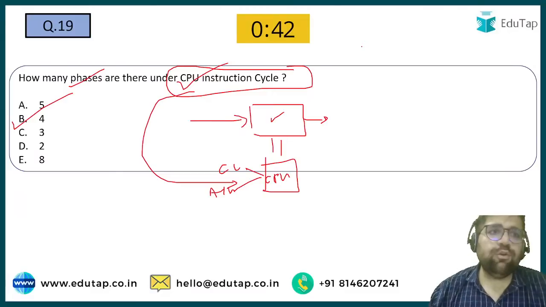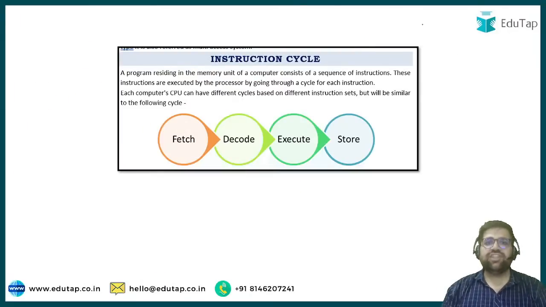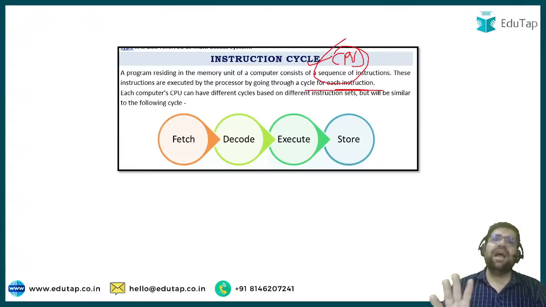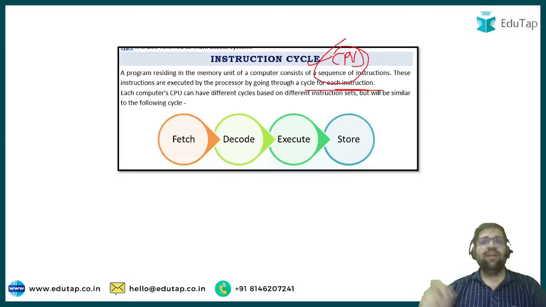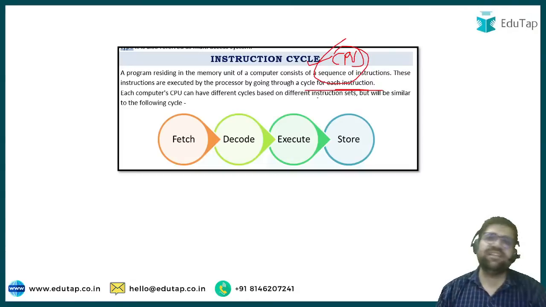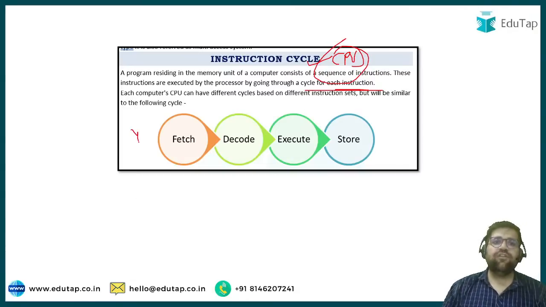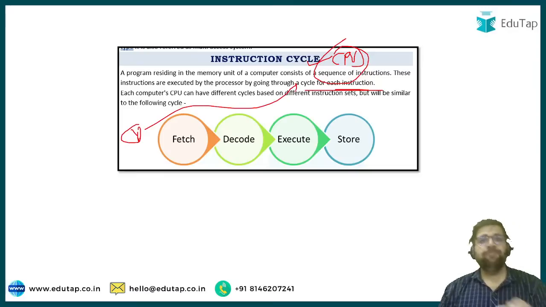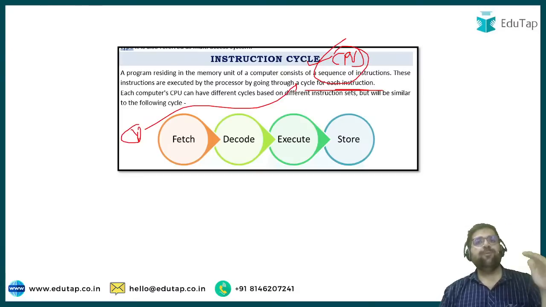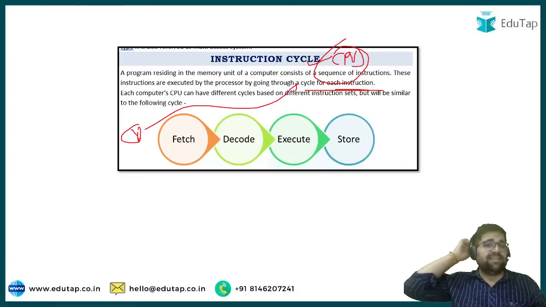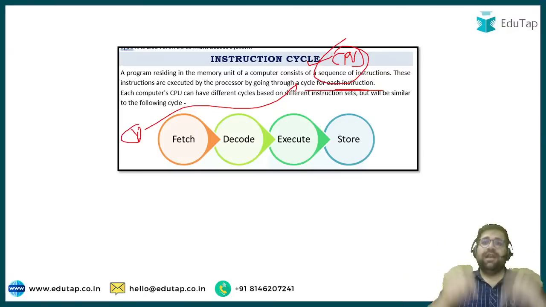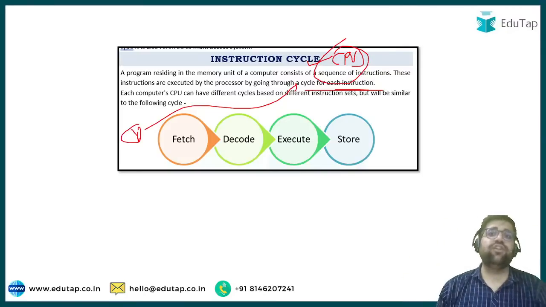Now let's come to question number 19. So this is your instruction cycle. Instruction cycle is largely related to your CPU only. How will the CPU process different things? It will happen in 4 different ways. Once the data enters the CPU, the CPU will definitely perform 4 basic functions. Mind you, in the earlier question we discussed storing, inputting, outputting and controlling, which were the basic functions of an entire computer. Right now I am asking you the basic functions of the CPU.